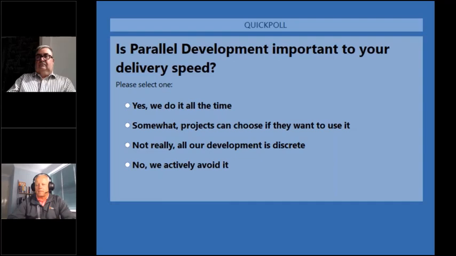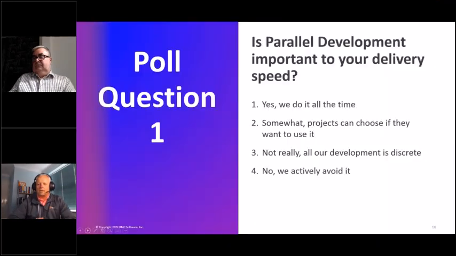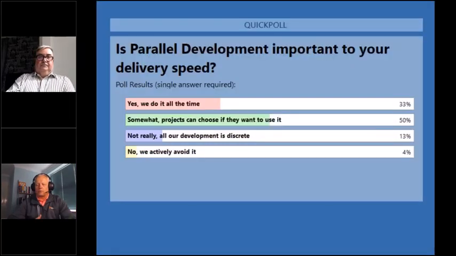I'm going to give it a few more seconds. So at the moment, 50% of the voters are saying somewhat, projects can choose if they want to use it. And then a third of the audience are saying yes, we do it all the time. 13% not really, and 4% no, we actively avoid it. So thank you for those answers.